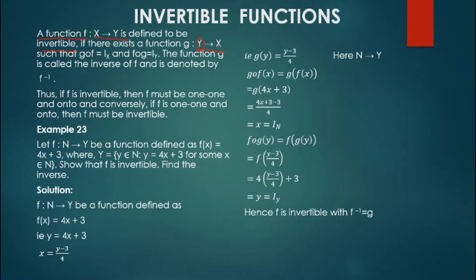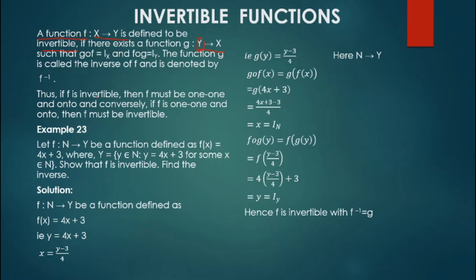So when the function reverses, the domain becomes codomain and codomain becomes domain, such that gof equal to Ix, the identity function on set X, that is your gof is equal to x, and fog is equal to the identity function on set Y, that is fog is equal to y. The function g is called the inverse of f and is denoted by f inverse, that is f inverse equal to g.